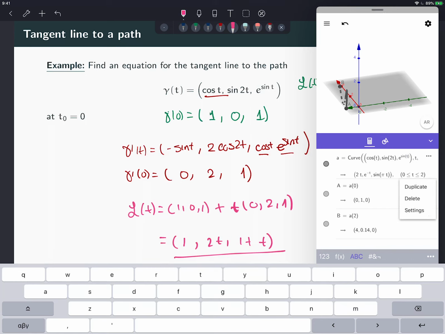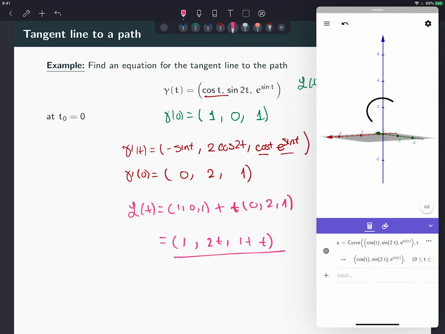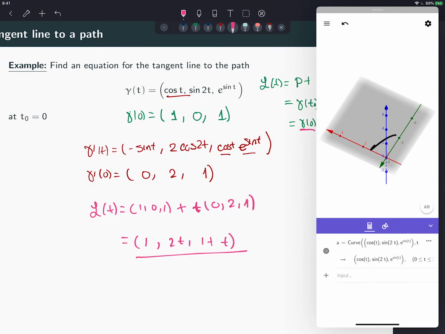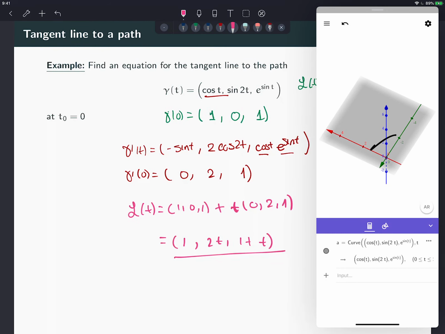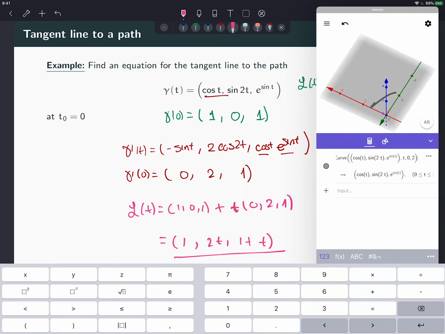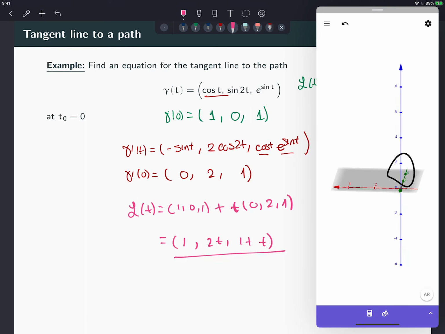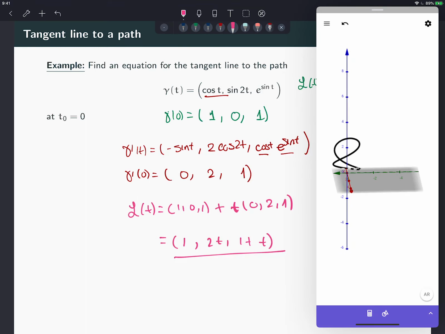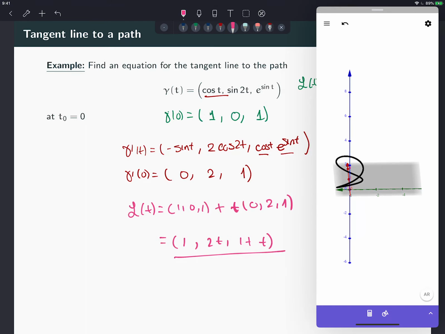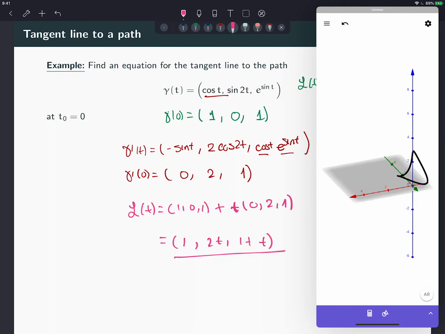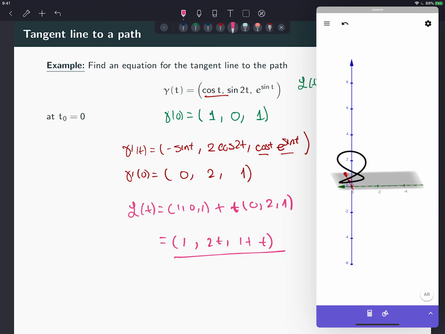Let me erase these guys. So that should be my curve. I didn't tell you the domain here, but let me make it a bigger domain in case I want to. Let me go from 0 to 2 pi. Okay, so it is a curve that you see. Depending on how you see it, it looks like a figure 8, but it's not overlapping. It is a nice curve there.